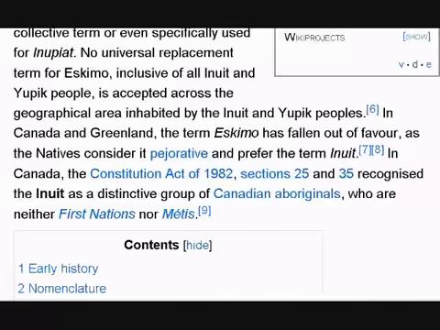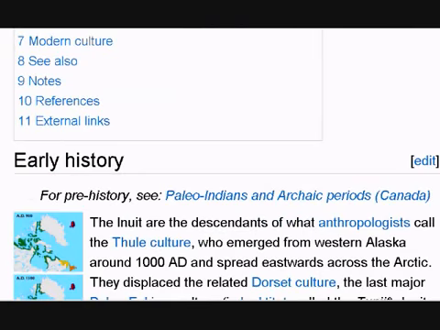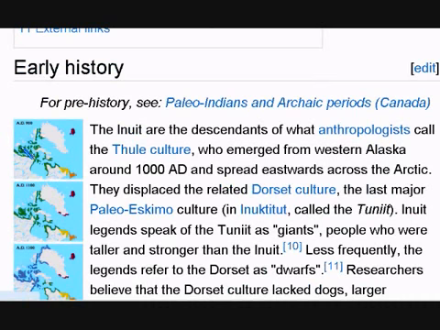I wonder if they have. Oh yeah, see, that's where they used to. Well, they still live there. Some of them, very northern.